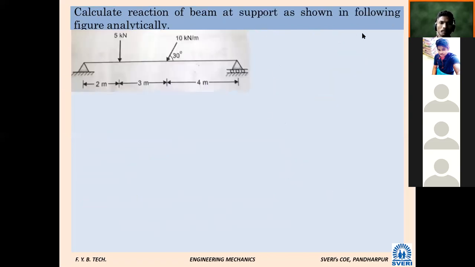Next problem. Who will read now for me? Asmita, you read, 38. Calculate the reaction of the beam at the supports as shown in the following figure analytically. Analytical means by doing calculation. Question number one: which is the type of beam?